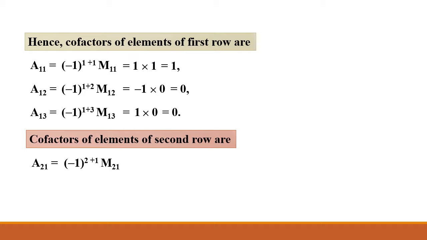Cofactors of the elements of the second row. A21 is equal to minus 1 raised to 2 plus 1 M21, which is equal to minus 1 into 0, which equals 0.